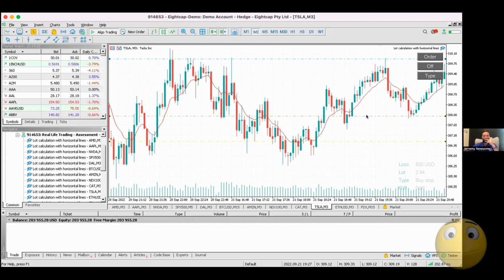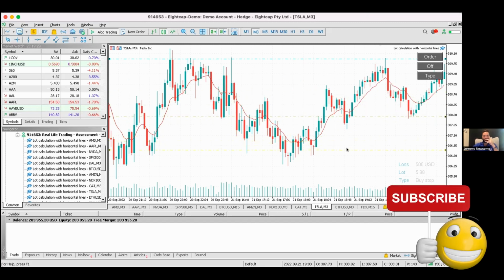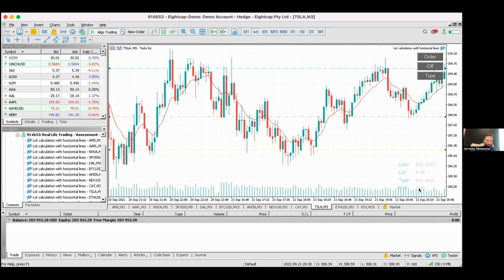Entry here, stop down here, take profit up here. So it also gives me the risk to reward right here. So 1.46 would have been in there. So if I put it down, I don't know. Yep, 140, then that's the 1.4. Awesome. I love that.